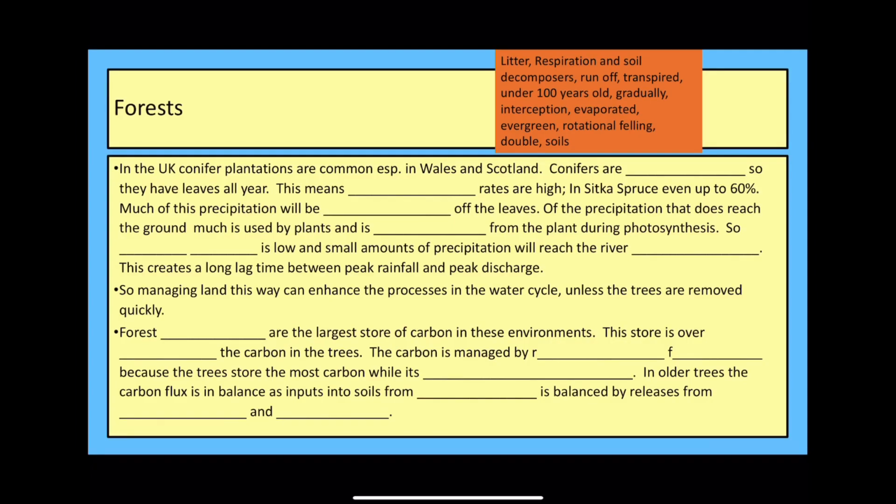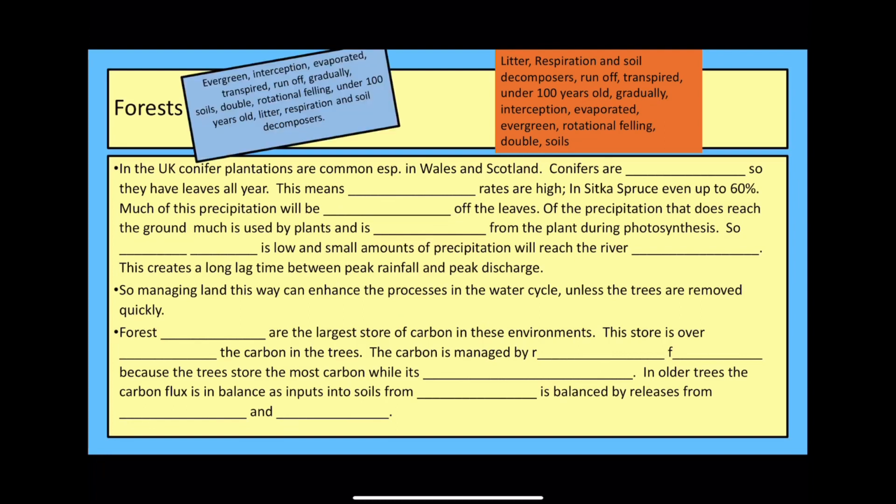Okay, so this is a bit of a fill in the blanks about the impact that forestry has on the water and carbon cycles. There is a bit of information in the textbook here, pages 120 and 121, about forestry. So the box you've got here on the orange background has the terms that you need, and then you've got the blanks to fill it in, so you can have a go at doing that. Here on the blue background are the answers that go in the boxes.